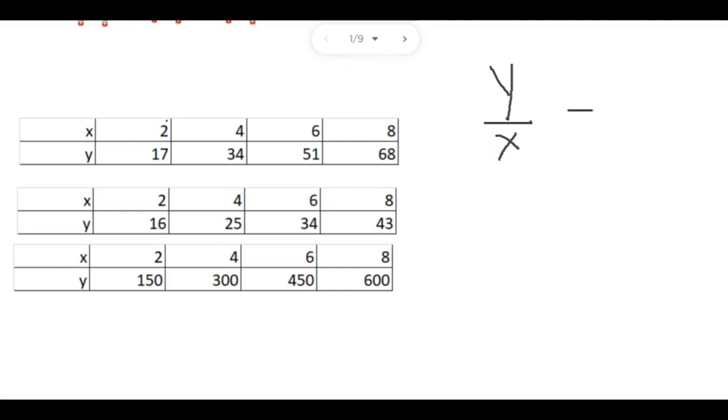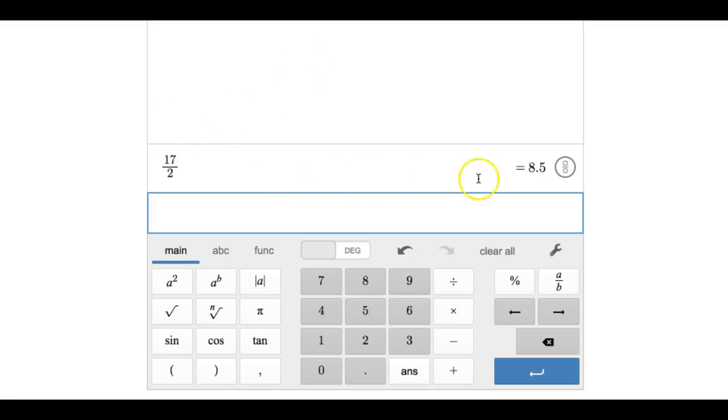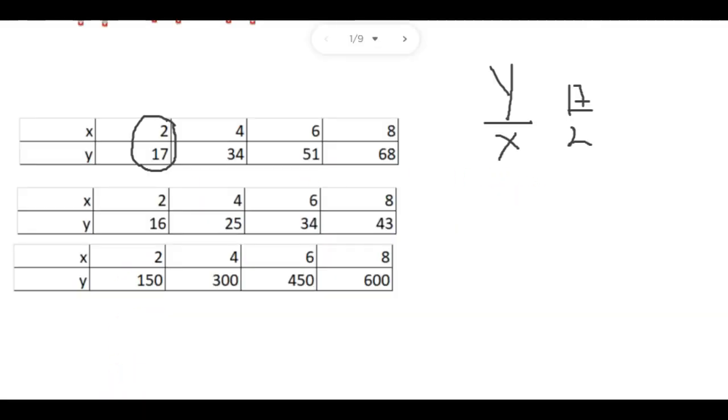All right, so let's look at my coordinates now. My first coordinate is the point (2, 17). So remember it's y over x. Therefore, it will be 17 over 2. I'm going to go to my online calculator, and I've already done the math here. 17 over 2 gives you 8.5. So that gives me 8.5.